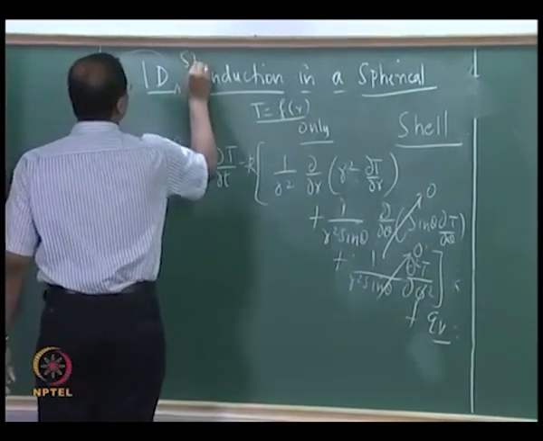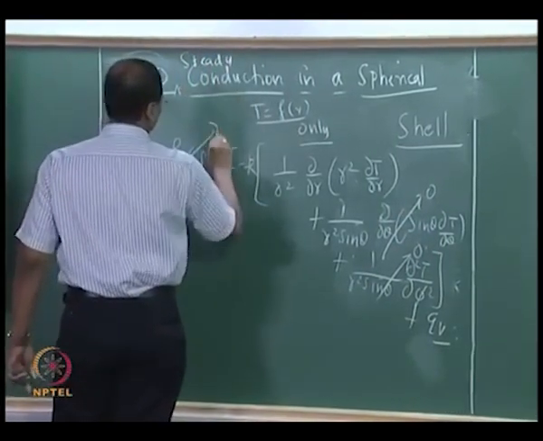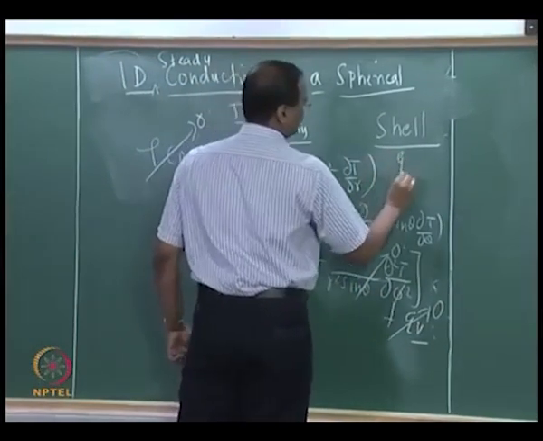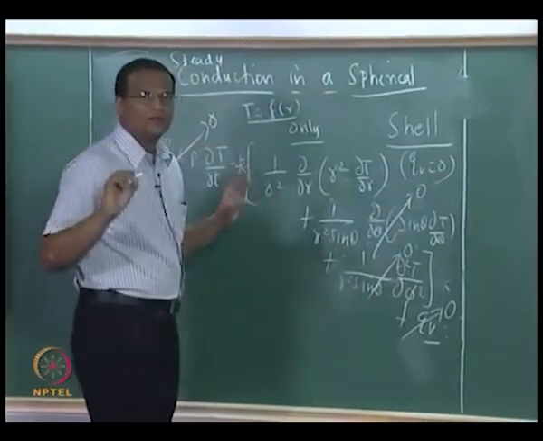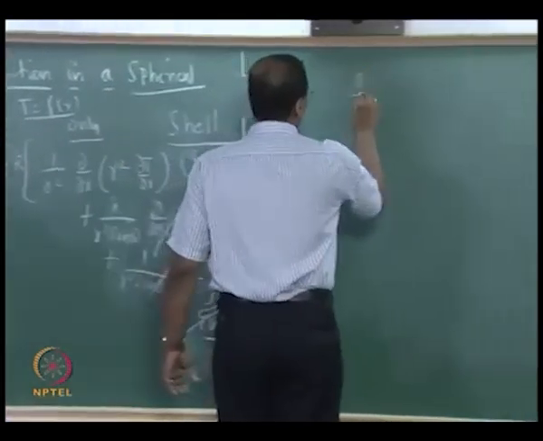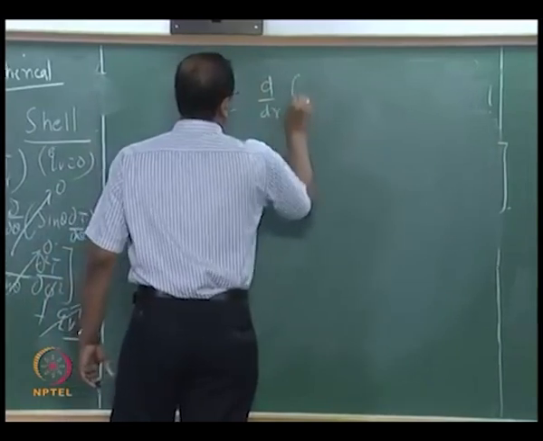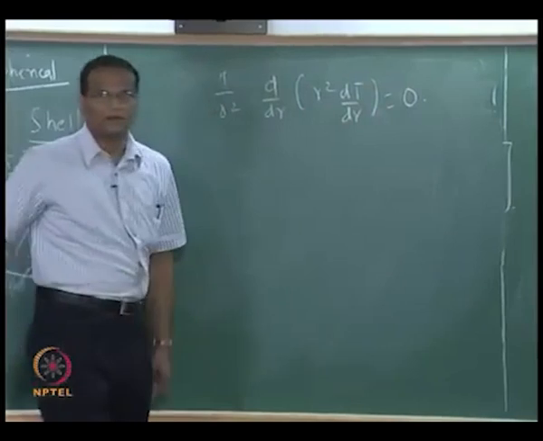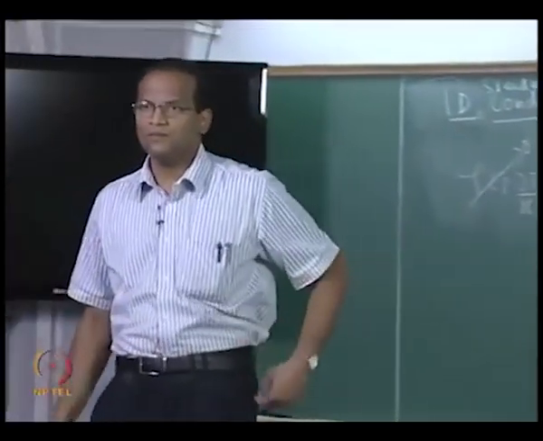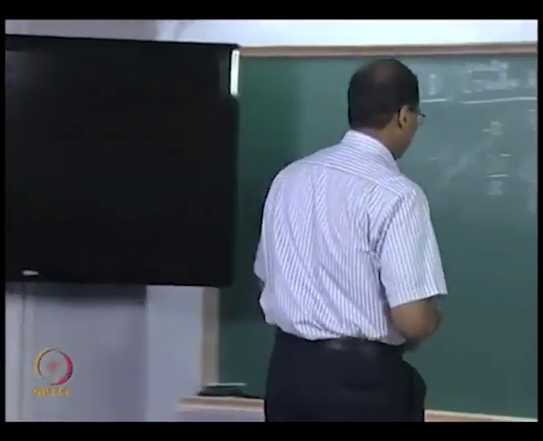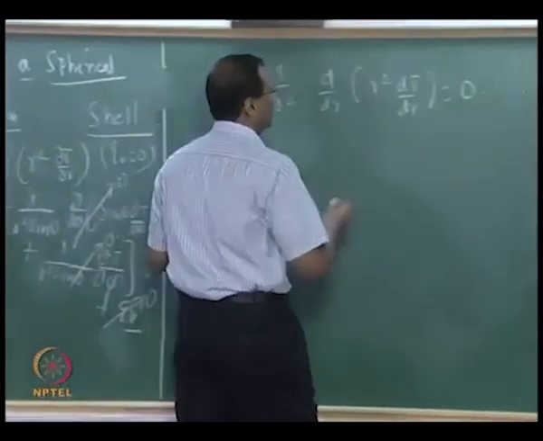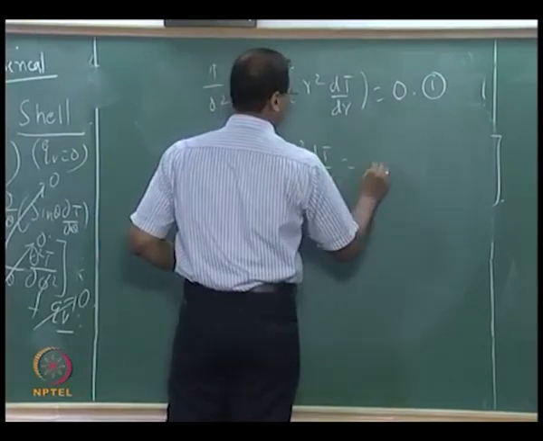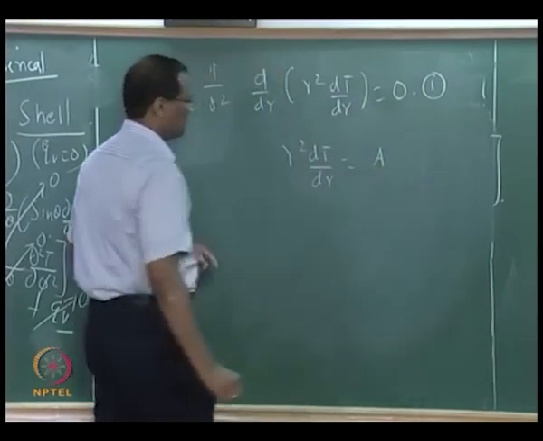1D steady conduction. And now I do not have QV, so it is very simple. Okay, so again we will start with 1. Is it correct?